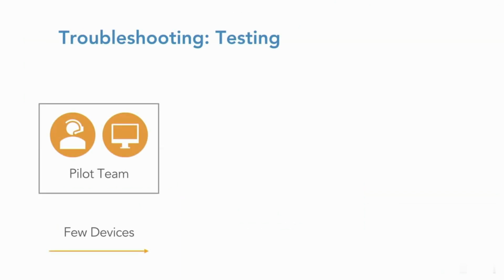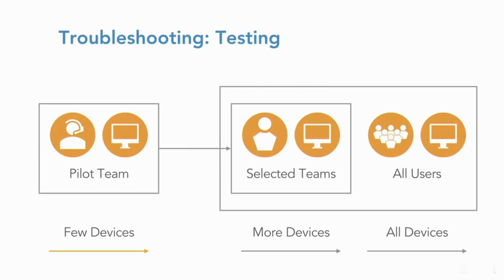The best way to troubleshoot Windows Update for Business problems is to ensure that you have small pilot groups in place that allow you to roll out updates. Every new update will be first tested on your pilot team devices to assess its impact before being rolled out to the rest of your organization.